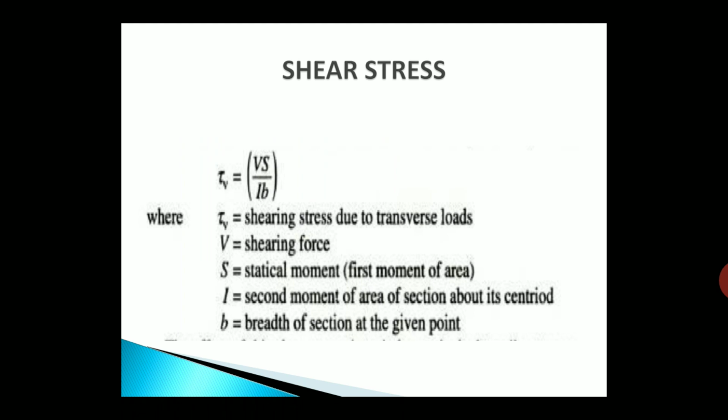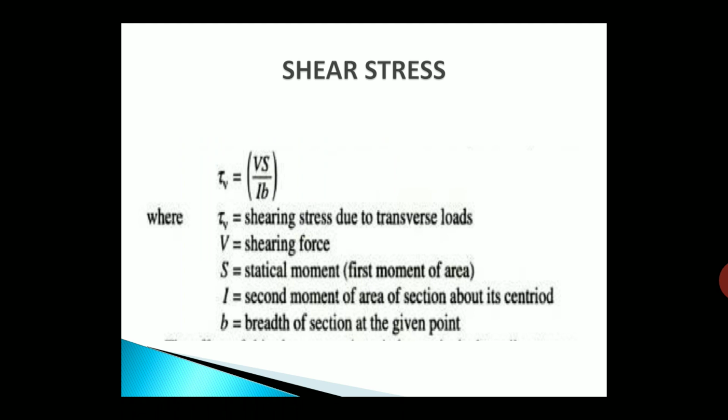where A is the area under shear stress. As explained in the previous diagram, this area is B into D by 2. This area is not B into D because we are taking the impact of shear force in the compressive region, which is above the neutral axis. This is B into D by 2.